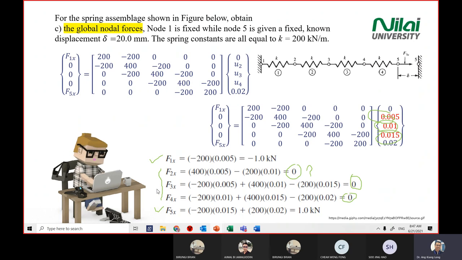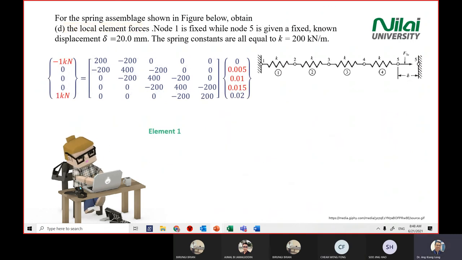So any question on how to find F1X until F5X? This is how we solve it. From here, you already get your U2, U3, U4, and you already get the numbers for the global forces at point number 1 and point number 5. Any questions so far on the slides here? Any question you want to ask me? Clear? Okay, good.